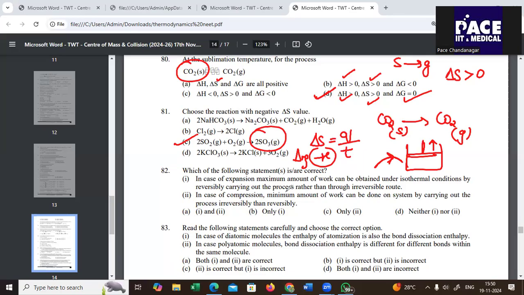Irreversible is a spontaneous process. Reversibly, slowly you will do that, right? Next, in case of compression, as you compress, minimum amount of work can be done on the system by carrying out the process irreversibly. See, minimum amount of work happens in irreversible because it is spontaneous. Maximum amount of work is done in reversible processes. Both are right. Option A, 1 and 2 are right here, right? Next question number 83 there.